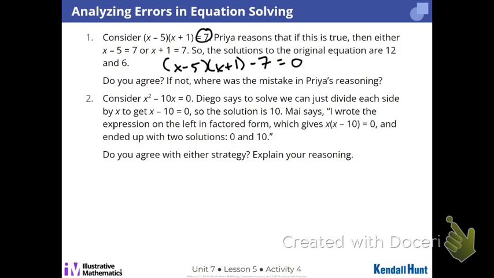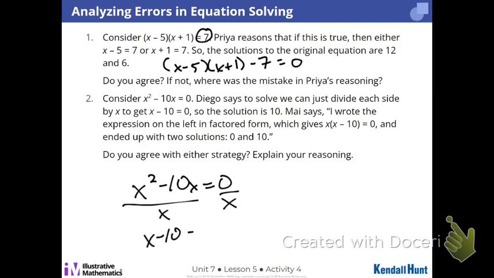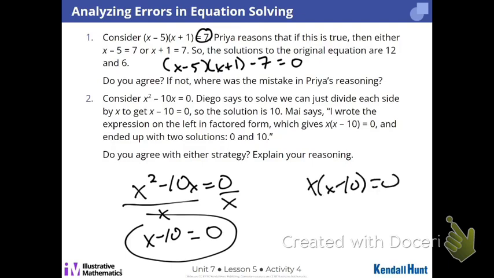Now, I like what Diego does. What Diego does works mathematically. Diego divided both sides by x, divided by the variable, which gave us x minus 10 equals 0. The challenge with this is it only pumps out one answer, right? 10. If we looked at the factored form, how many answers is the factored form saying we have? 2. Yeah, we lost that by dividing by x. I think it's cool that it works, but we lose an answer that way.